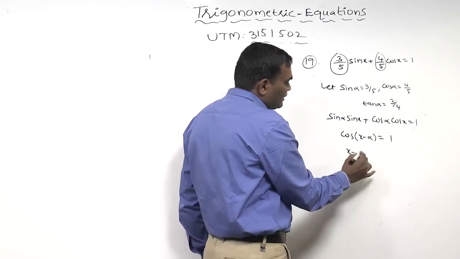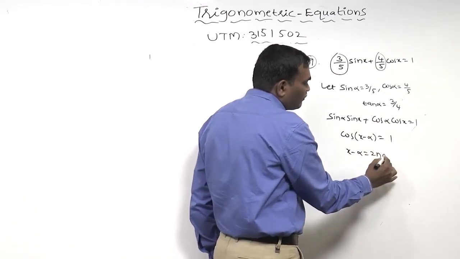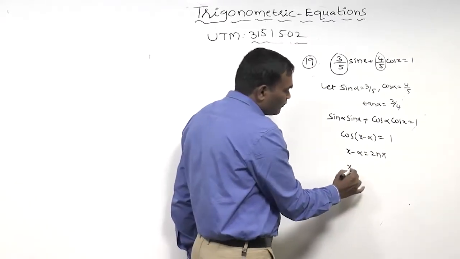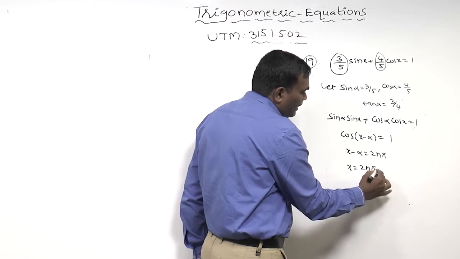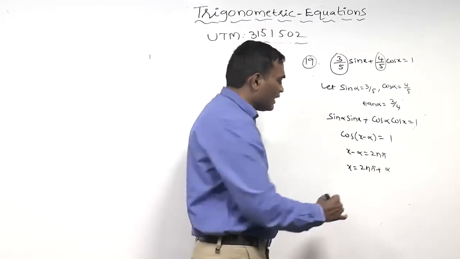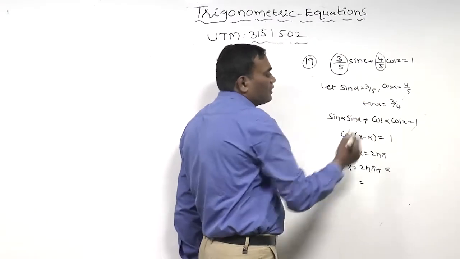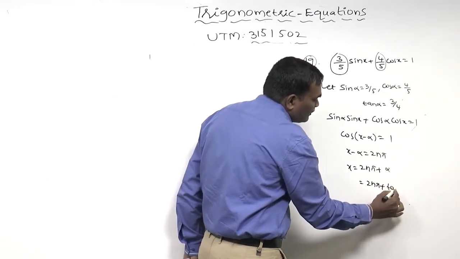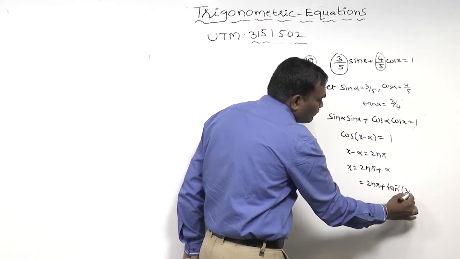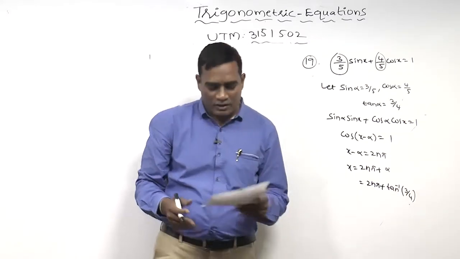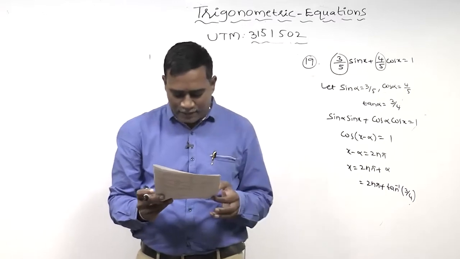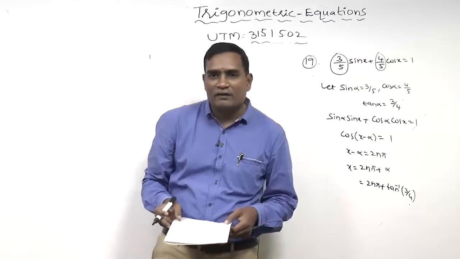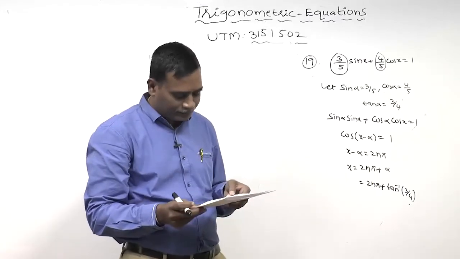When cos is 1, x minus alpha is equal to 2n pi, because cos 0, cos 2 pi, that is 1. So x is equal to 2n pi plus alpha. What is alpha? Here tan alpha is equal to 3 by 4, so alpha is equal to tan inverse 3 by 4, and n belongs to Z. Now what is the answer in the options? Option C is there. In option C, 2n pi plus tan inverse of 3 by 4 is given.